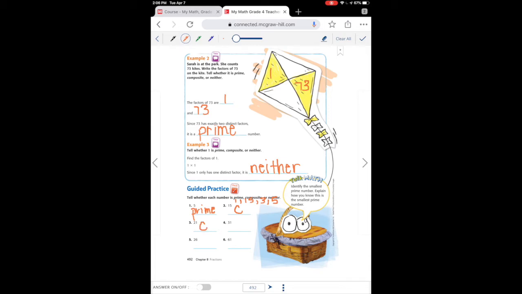Number 4, 31. 1 and 31. And that's it. There are no other numbers that you can divide 31 by, or you can't multiply any other numbers together to get 31. So it is a prime number. 26. I can divide 26 by 1 and 26. It ends in a 6, which is an even number. So if I divide 26 by 2, what do you get?